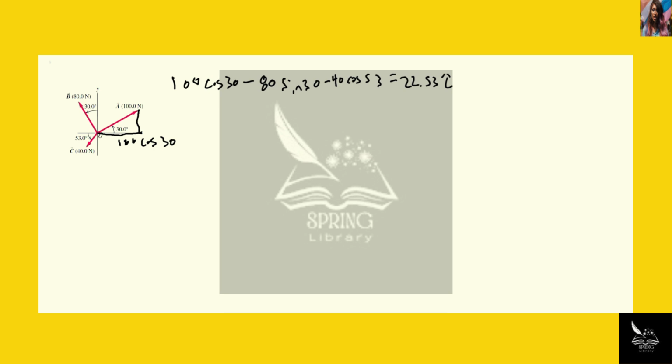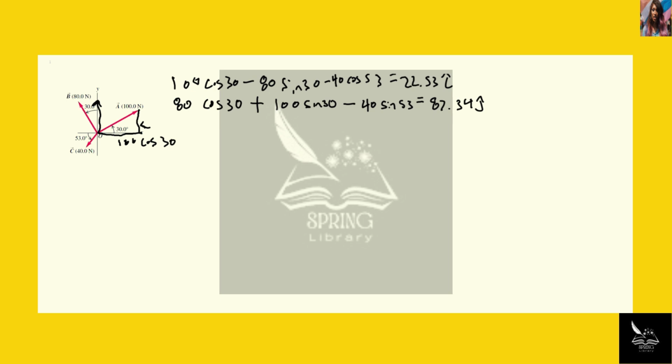All right, now we can do the y's. So we have 80 cos 30. That's this component here. And we're going to add the 100 sine 30, which is this component here. And we're going to subtract our 40 sine 53, which equals 87.34 in the j hat direction, which is the positive y direction.